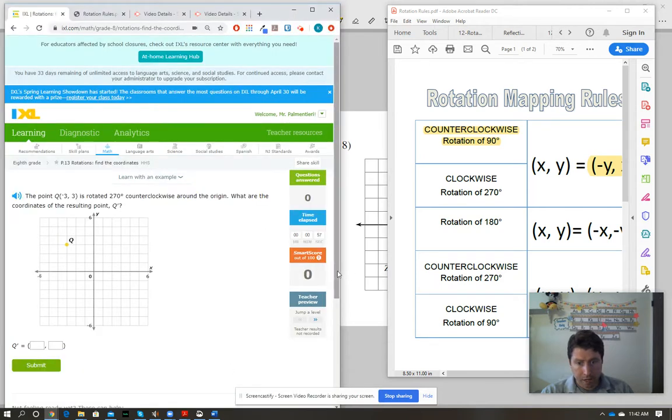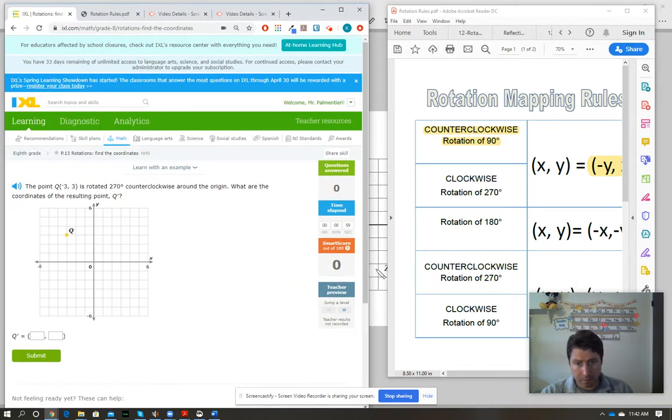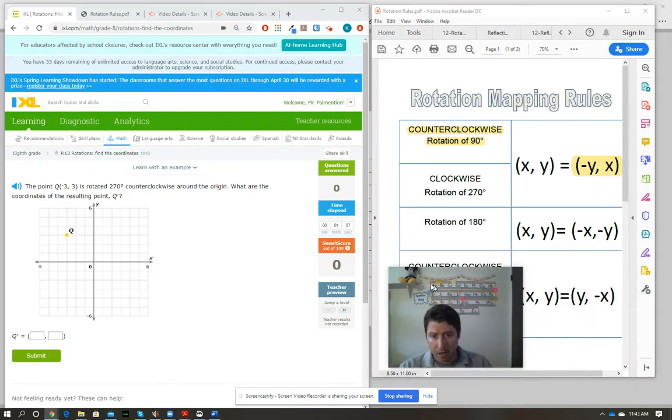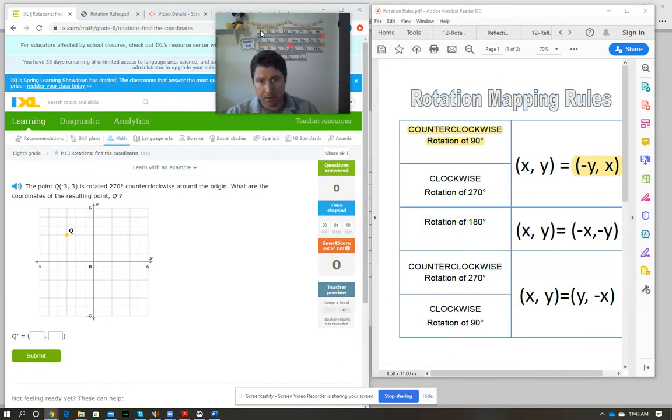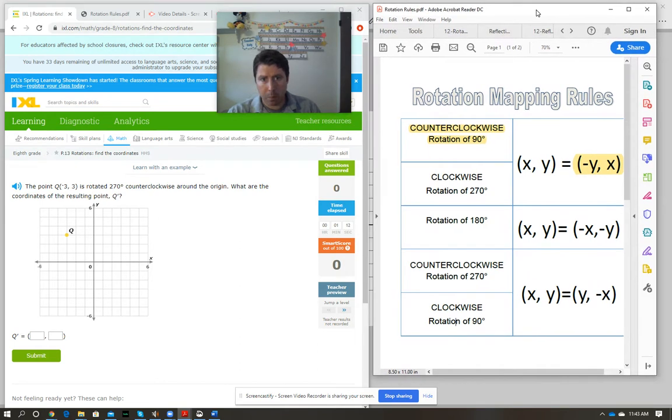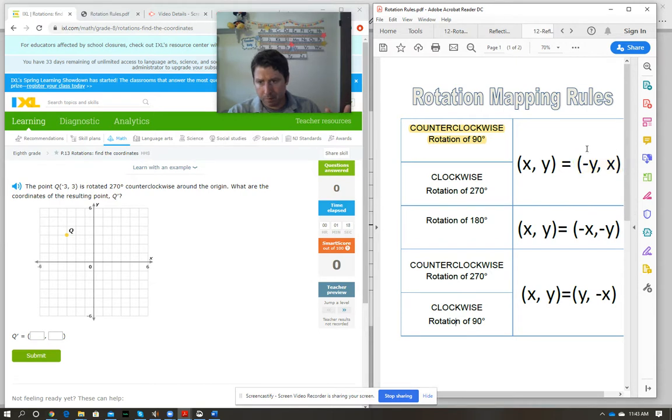Now, check it out. The way I have my screen set up is I have it split between the rotation rules and the IXL. My computer's lagging a little bit, but all right, there we go. I'm going to move my face up here because I know everybody really likes to see that. But all right, so what I want to do real quick is I'm going to trash that.